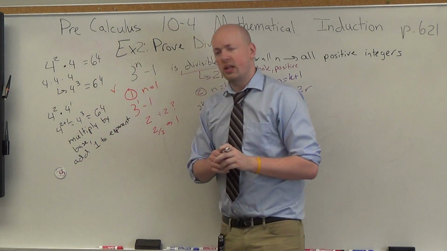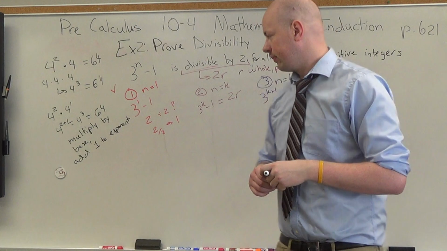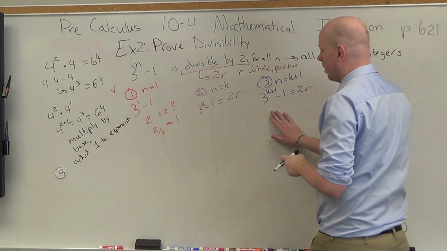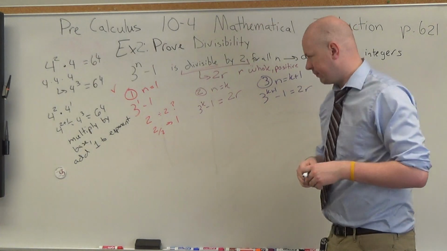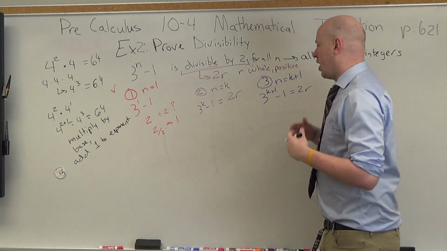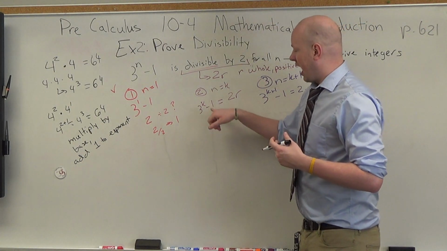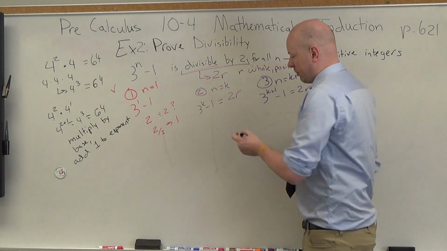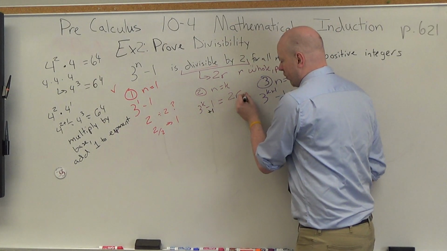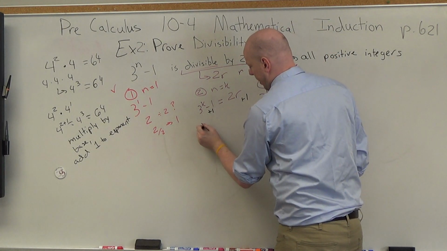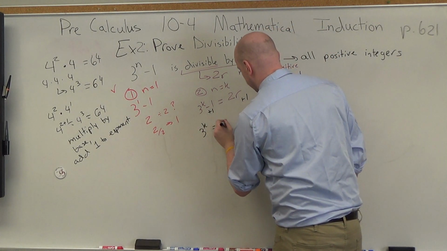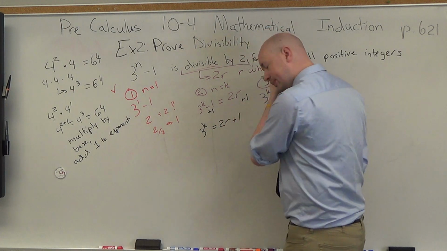Okay. Just some little algebra wrinkle that I'm going to throw in there. So I'm going to start with my middle column and work my way hopefully to this purple column. Now, to start with that, I want to get my base by itself, so I'm just going to add 1 to each side. So I get 3 to the power of k equals 2r plus 1.